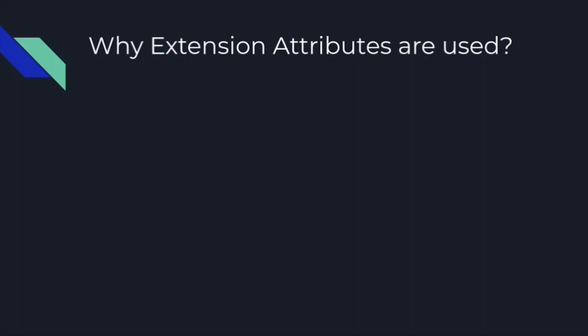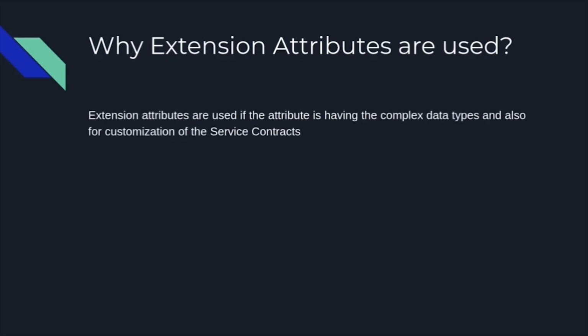Next, why are extension attributes used? Extension attributes are used if the attribute has complex data types and also for the customization of a service contract. Usually, we add extension attributes as a data or object in the service contract. For this reason, the extension attributes are used.